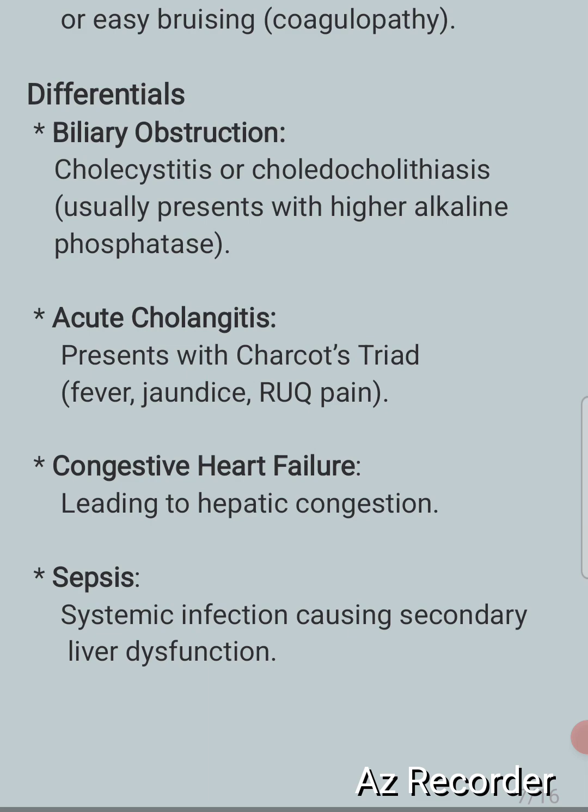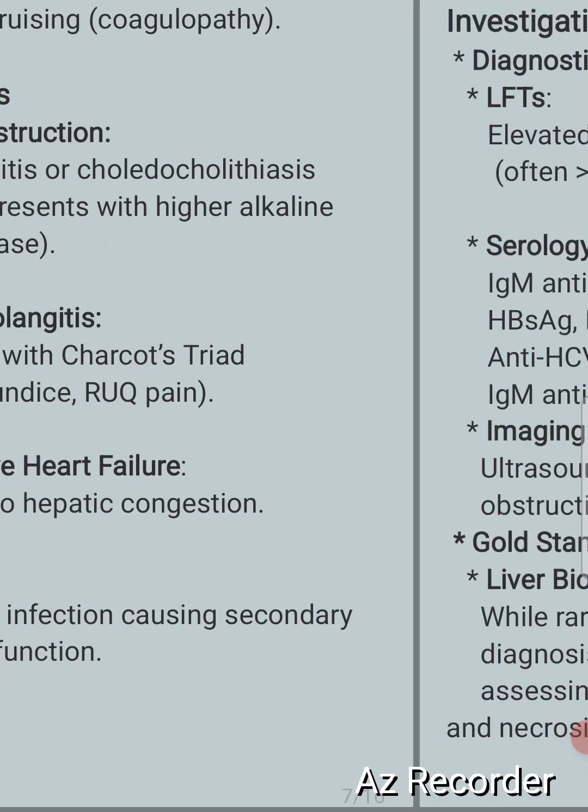Acute cholangitis presents with Charcot's triad: fever, jaundice, and right upper quadrant pain. Congestive heart failure leading to hepatic congestion. Sepsis, where systemic infection causes secondary liver dysfunction.